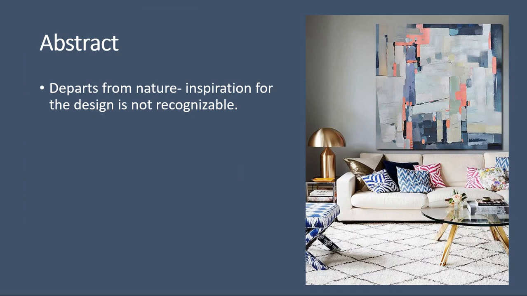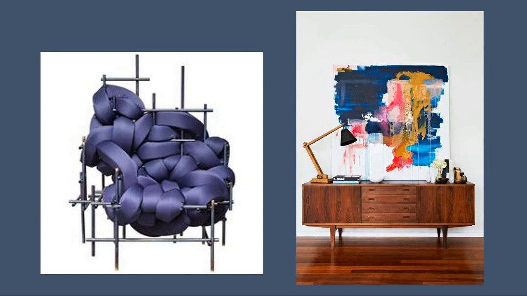Okay, and then we have abstract. This is where it departs from nature and the inspiration for the design is not recognizable. You can't tell what it is. The example in this picture is the painting. I have no idea what that painting is. That's an abstract painting. Also, this purple little woven piece that is a chair. It's very, very abstract. Also, you have another example of the painting on the other side.